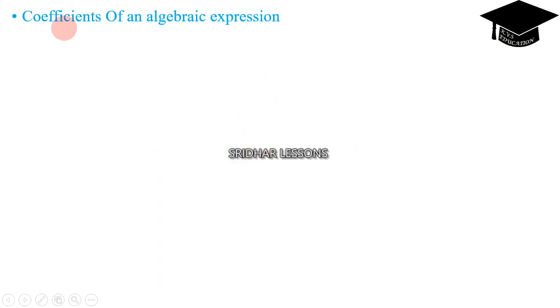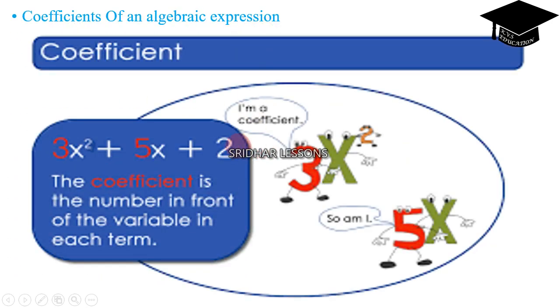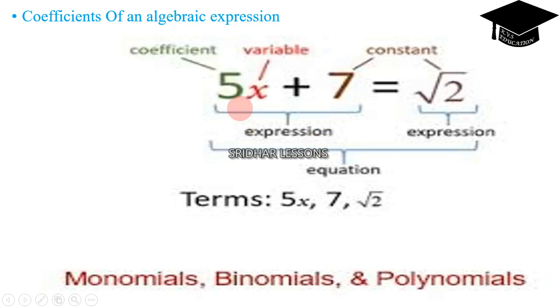Next, coefficients of an algebraic expression once again. 3x square plus 5x plus 2. The coefficient is the number in front of the variable in each term. That means here 3 and 5. In front of x square we have 3, as well as in front of x we have 5.